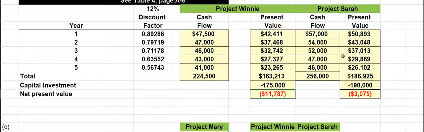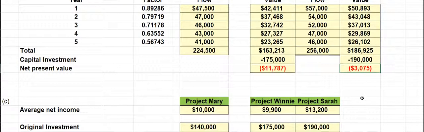Then we have the third and final project. Again, the same calculation. You take the annual cash flow, divide by the present value interest factor, and you get the present value. So I did that for each of these, and then add, and the total present value is 186,925. Compare that with how much we would have to spend today to acquire that project or invest in that project, and you can see that we would have a negative net present value of 3,075.